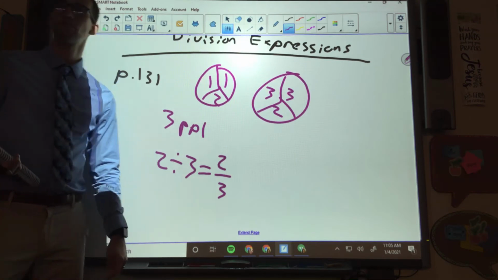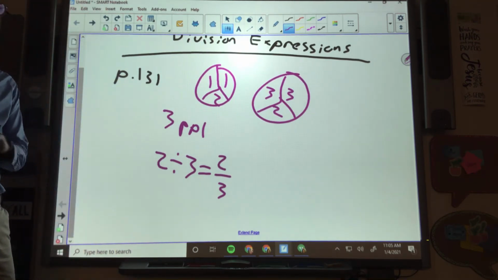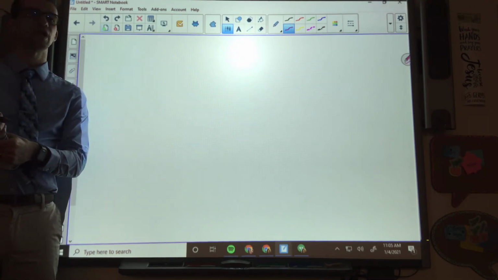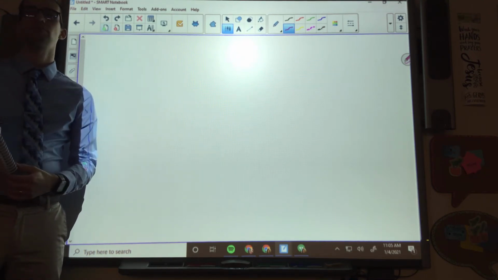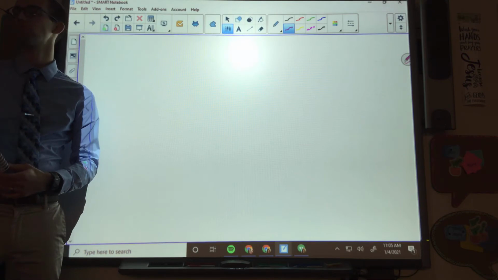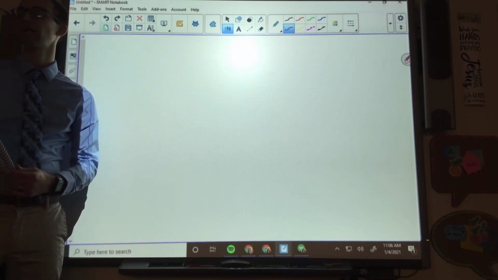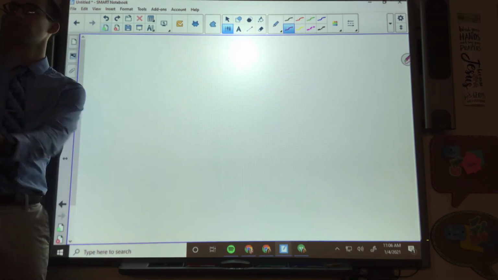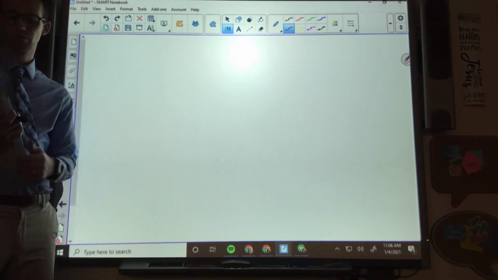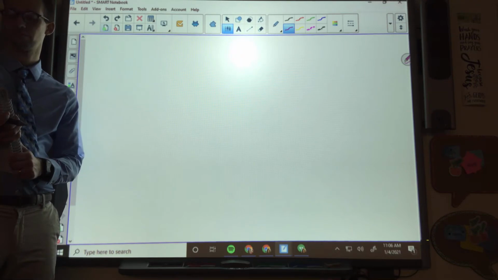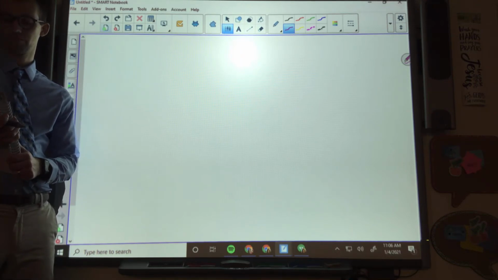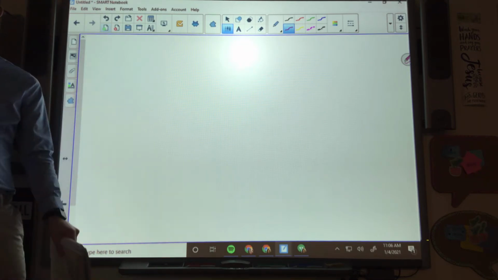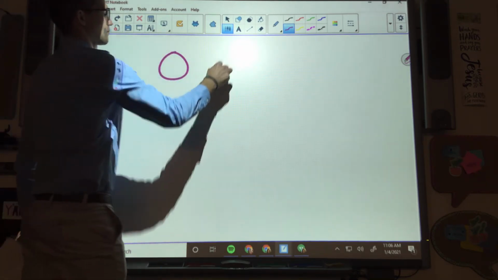Your choice. All right, page 132. Can I have someone read that? Looking for one person. Thank you. Mr. Sheldon cut 3 strawberry pies to share equally among 4 children. What fraction of a strawberry pie does each child get?